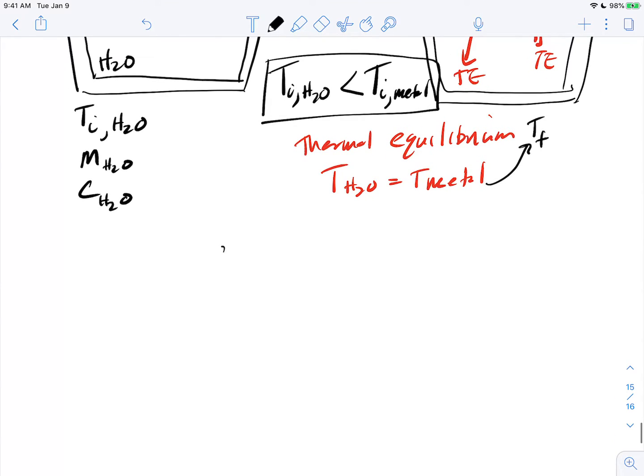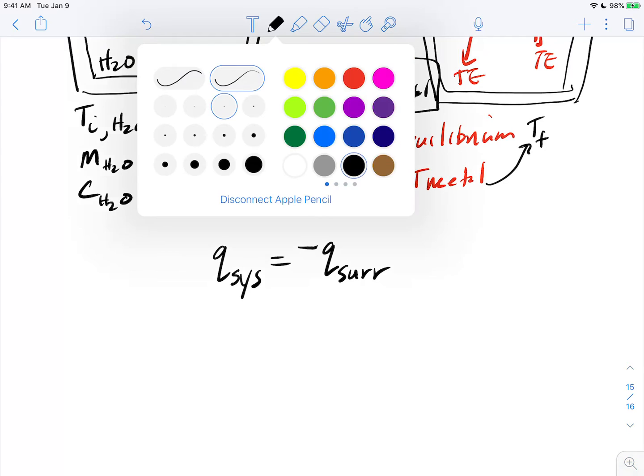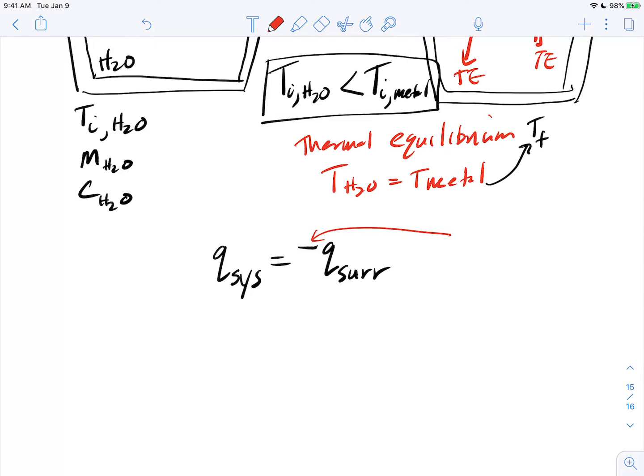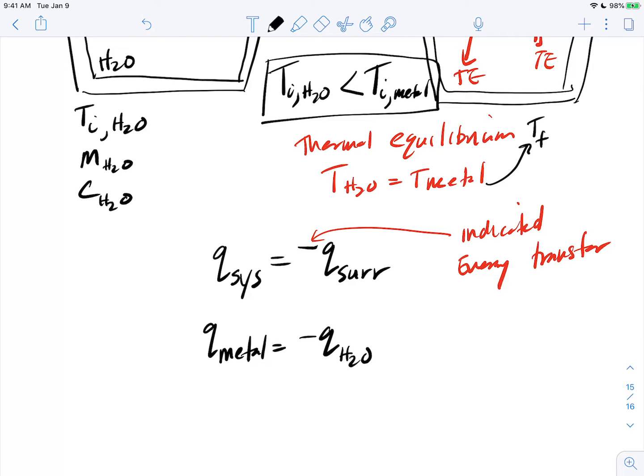And so what we would say more generally is that the thermal energy lost by the system must go to the surroundings. Now, I put the negative sign on the surroundings, but it could easily have been on the system. You just need to have a negative sign on one side of the equation. We tend to put it on the right side by convention, but this is showing energy transfer. So this negative sign indicates energy transfer. It is going from one to the other. Okay, so in our particular situation, let's call our system the metal. So then we would have Q metal equals negative Q water. Again, it doesn't matter where the negative goes.